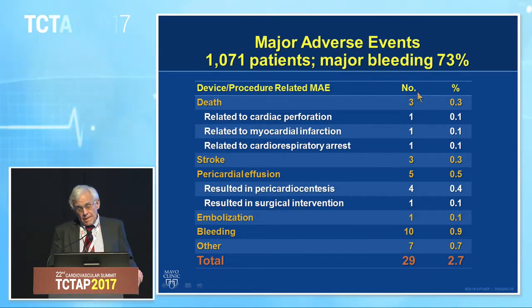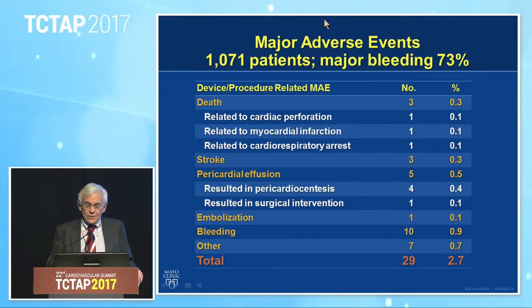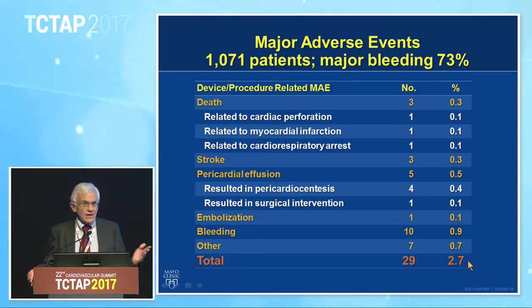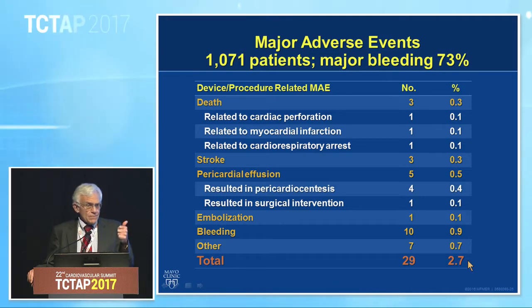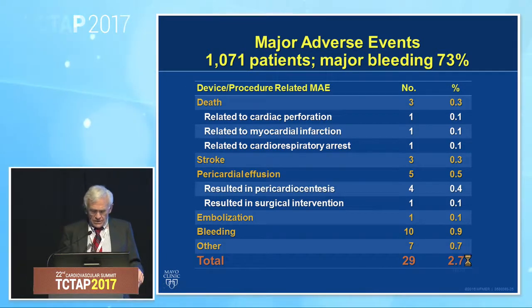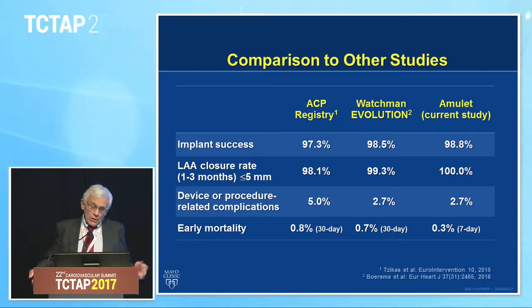1,000 patients. Of these 1,000 patients, 73% had a history of major bleeding and were not felt to be candidates for anticoagulation. And these were the major adverse events: 3 deaths, 0.3%, 3 strokes, 0.3%. The total event rate was 2.7% in a group of patients in whom they could not take anticoagulant therapy. So we now have 2 devices that look very, very good in terms of being safe and in terms of being effective. How does that compare to other studies?